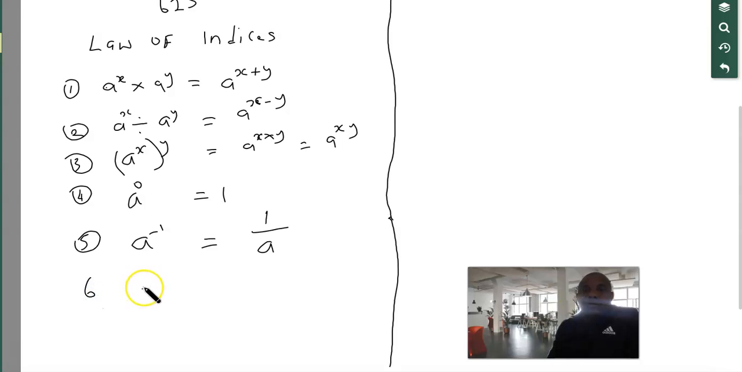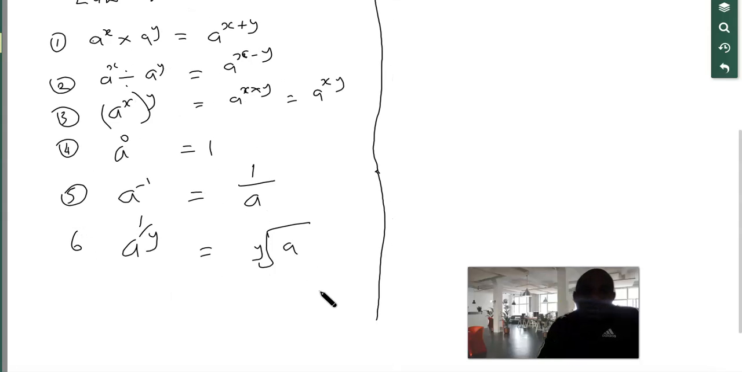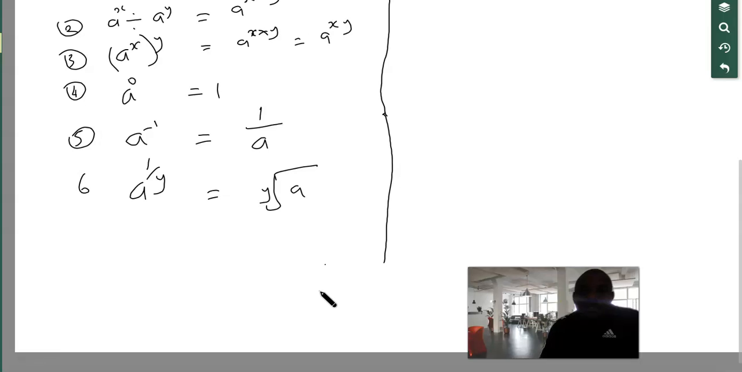The sixth one is a raised to 1 over y, which is the same as the y root of a. So these are the basic laws of indices. I'm going to do some examples using the laws to give us an idea of how to apply the laws of indices.